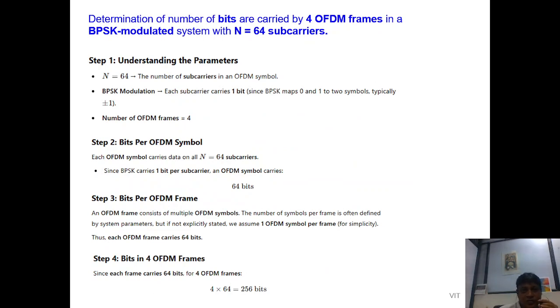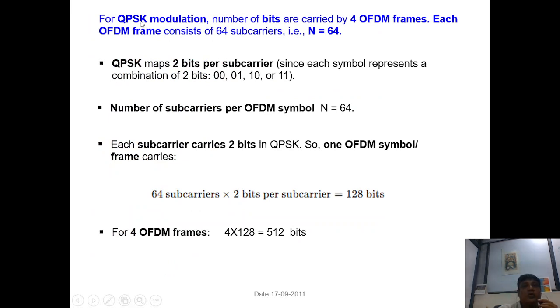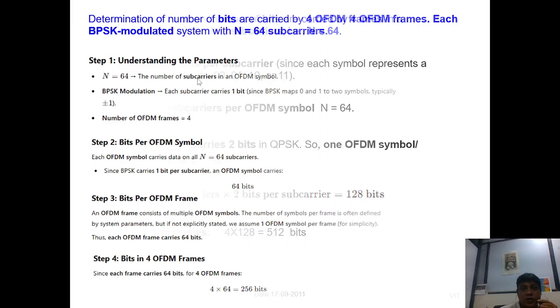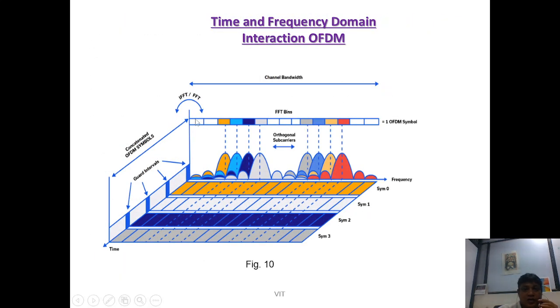Similarly, if I extend the problem to QPSK modulation, each subcarrier will carry 2 bits. Going back to this figure, here 2 bits, here 2 bits, here 2 bits. So 64 into 2, that is 128 bits, which will be accommodated here. This is the time domain. And then the CP may be 10% of the total OFDM frame, depending on the length of the CP, which depends on the channel delay spread.